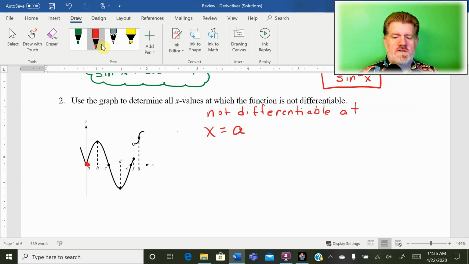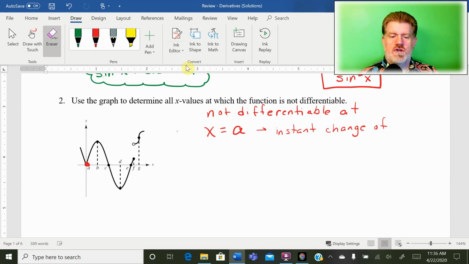Now, why can't you take it at a? Well, because it comes to a point. Basically, the slope changes from negative to positive instantaneously, and you're not allowed to do that. So x equals a because it's a sudden change of slope. Really an instant change of slope, which looks like a point on a graph. Oh, I just said point. I meant to say sudden change of slope.